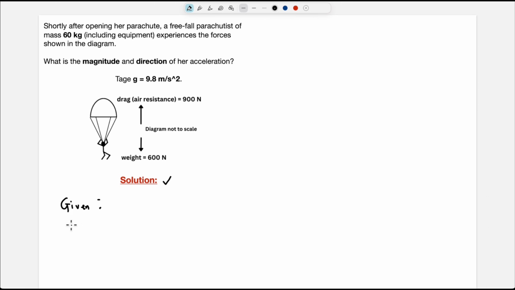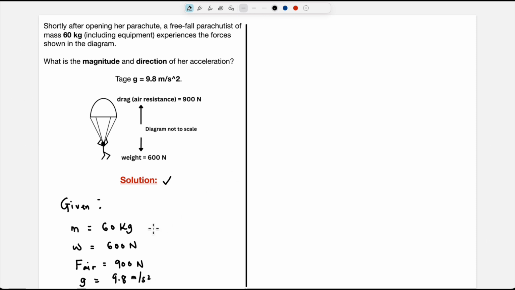Given the mass of the parachutist as m equals 60 kilograms. Also given the weight of this parachutist as 600 newtons. And also given the air resistance, that is the force of drag, as this parachutist is falling downwards, as F air equals 900 newtons. Take acceleration of free fall to be 9.8 meters per second squared. So this is the data we are given in this problem, and from this we can solve the problem to determine the acceleration with which this parachutist was falling downwards.